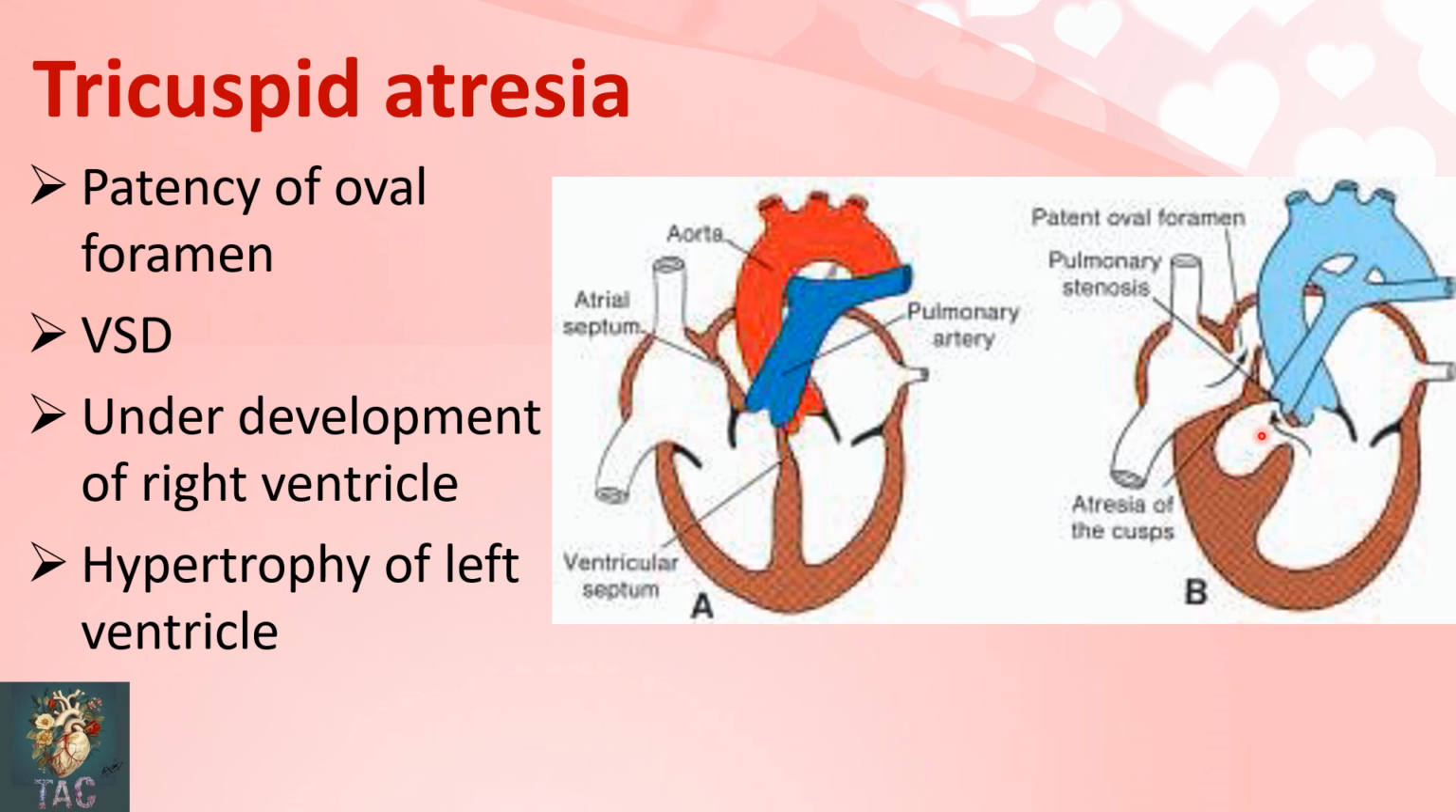So in tricuspid atresia, the tricuspid valve is stenotic and closed, which will lead to a large ventricular septal defect as well as underdevelopment of the right ventricle. And there is also hypertrophy of the left ventricle, and in addition to this there will be a patent foramen ovale. So these are the features related to tricuspid atresia: underdevelopment of the right ventricle, hypertrophy of the left ventricle, patent foramen ovale, and a large ventricular septal defect.